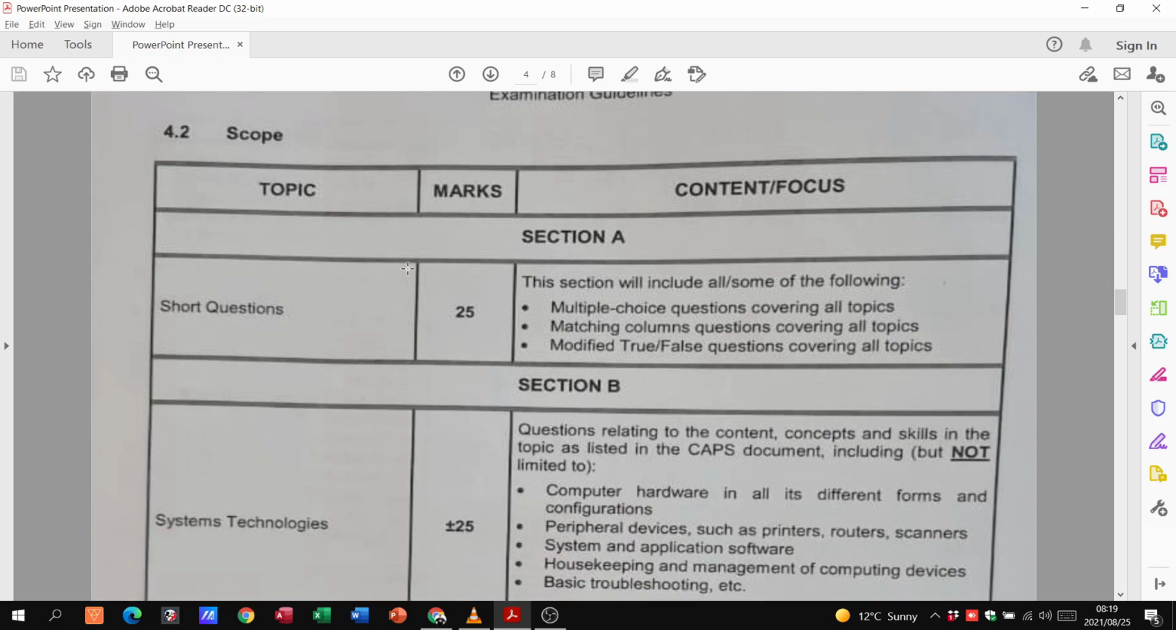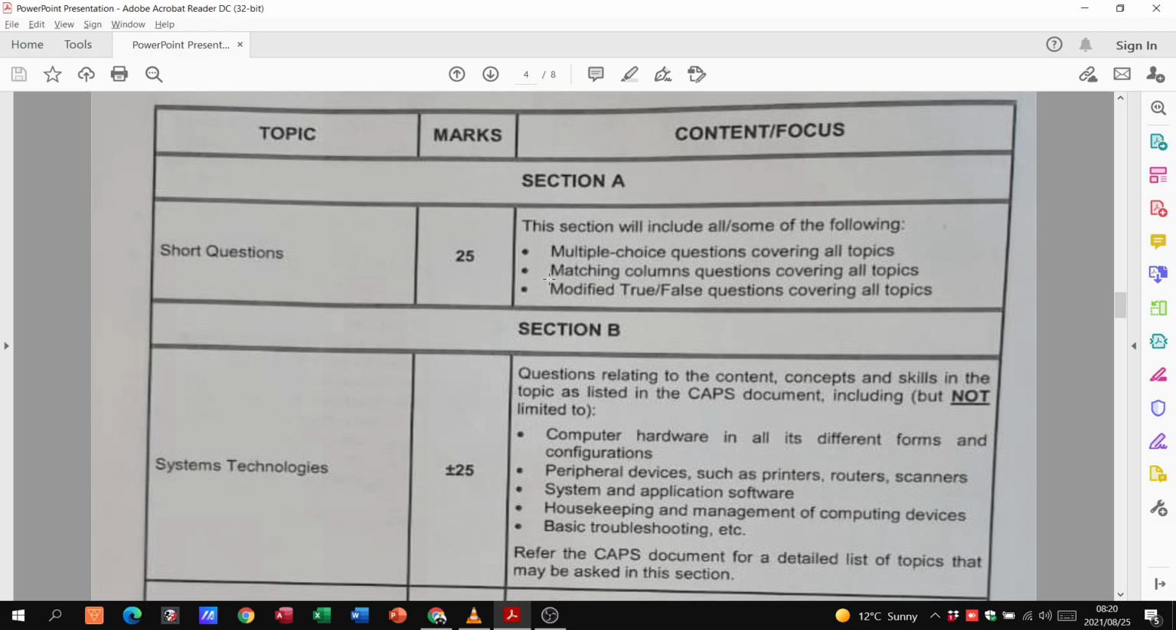Then here's the breakdown of your scope. So 25 marks comes from short questions that could be multiple choice, match the column, true or false. This is generally how things are. So it's really the same.